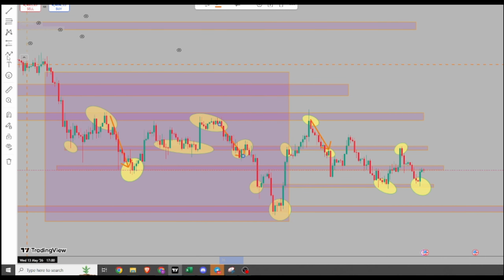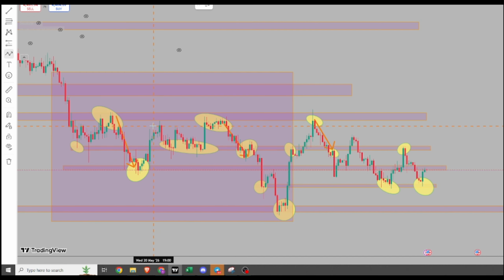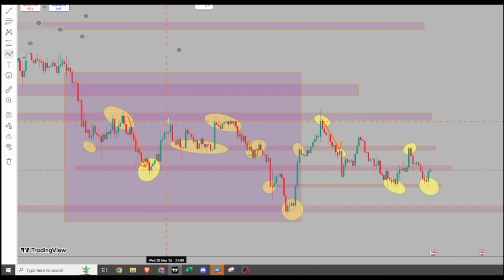right? Over here, although it may not have gone right to the top, it still touched it, it still wicked it. You can still see that wick there. And what did it do? Price sold off. So when I ask you what price is going to do when it gets to this level, you should automatically know it's going to sell off, right? Perfect. So now let's look at our middle key level.